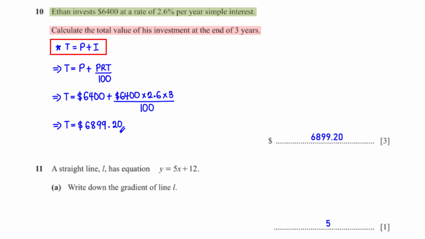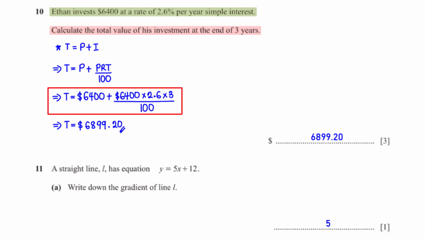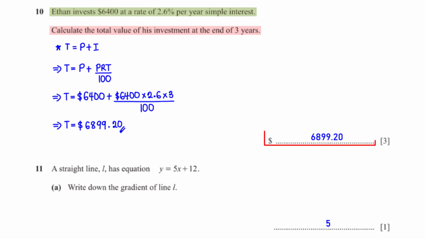We can get I using PRT over 100. P is $6,400. The annual rate R is 2.6%. T, which is the time duration for the investment, is 3. When we type this into the calculator, we get $6,899.2.